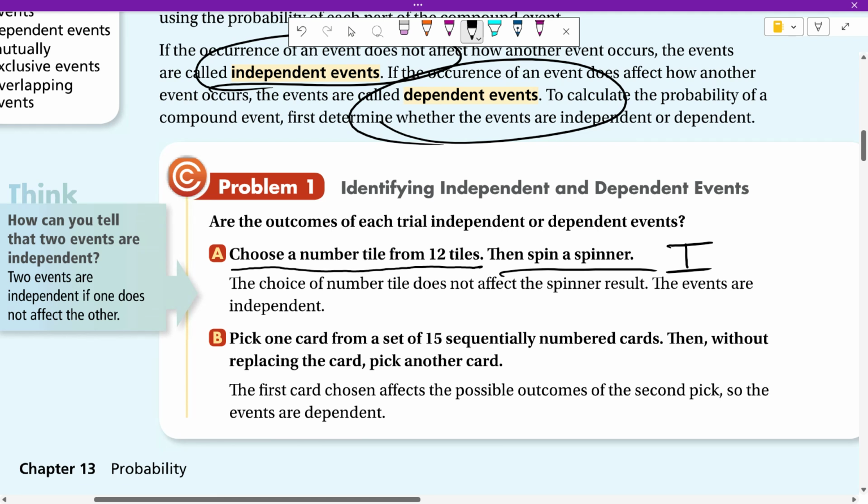You pick a card from 15 cards and then you pick a different card out of that deck of 15 cards. Is that dependent or independent? That is dependent. Because how many cards are in a deck of cards? 52. If I draw an ace of spades out and I go to draw another card, am I going to have a possibility of getting an ace of spades? No. So the next card depends on the first card that's drawn. Okay? So this is dependent. So you have to know independent versus dependent.